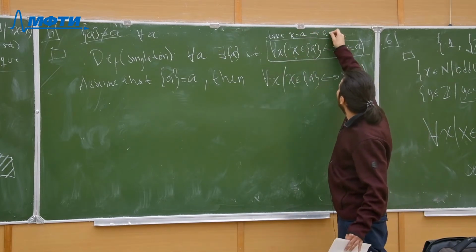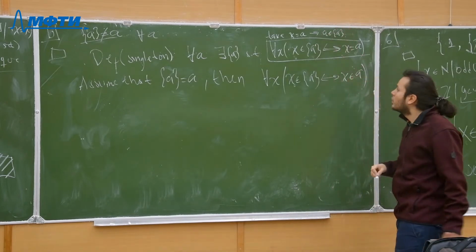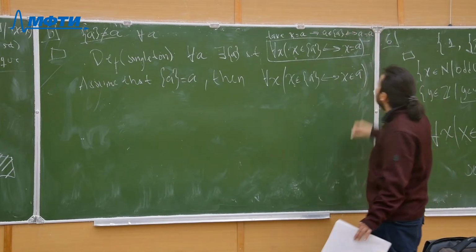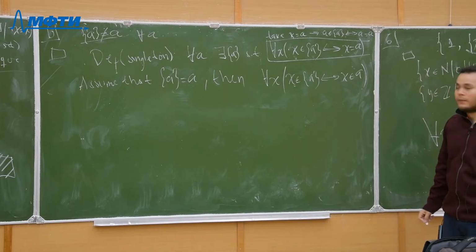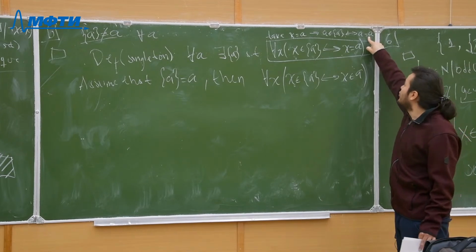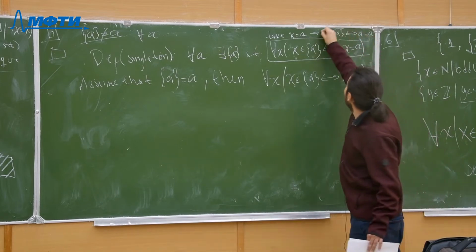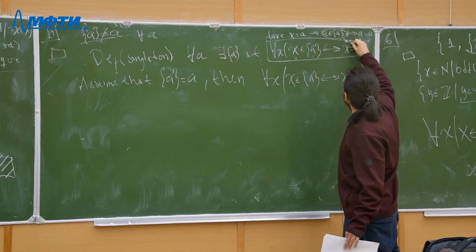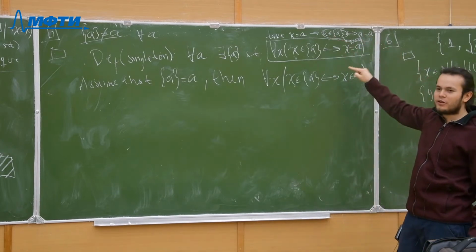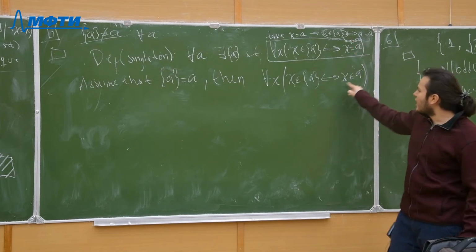So if we take A here, then we obtain: A is an element of the singleton of A if and only if A is equal to A. And this is true. A is equal to A. This is true. It means that this is true. So A is an element of its singleton.